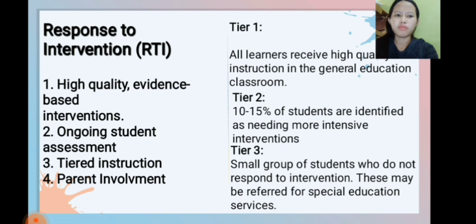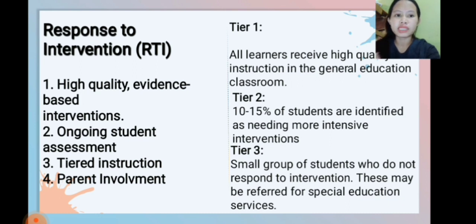Before that, response to intervention is a process being used across the country in order to provide optimal services for students. RTI is a process or a framework, not a curriculum or a program. Remember that. So what is the goal of response to intervention?